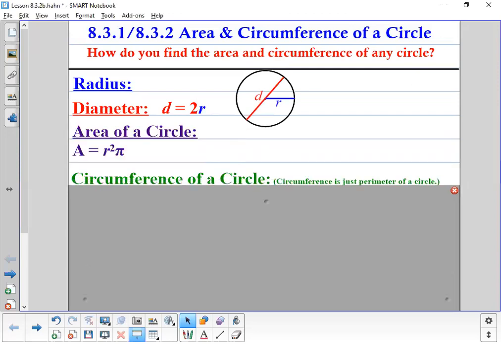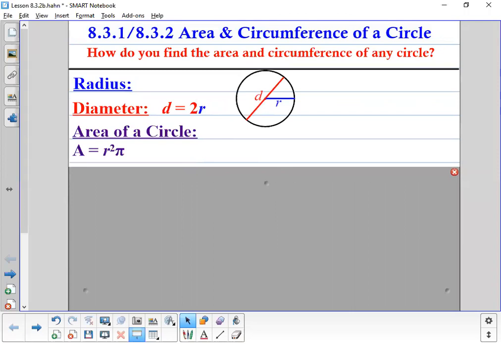So the first one we are going to learn about is the area of a circle. The area of a circle is always going to be equal to the radius squared times pi. All right, so this symbol right here is the Greek letter pi. Pi.